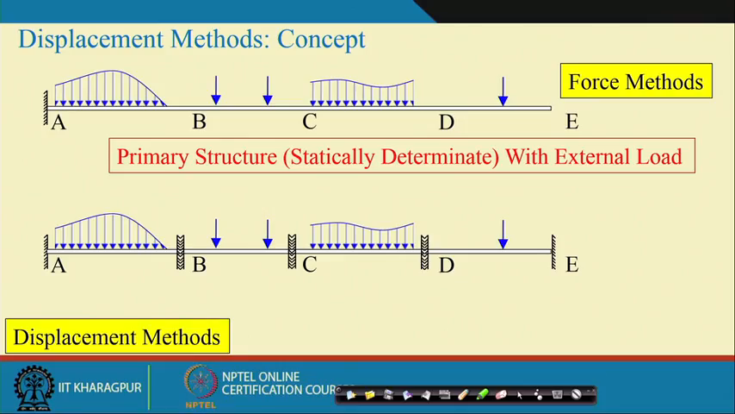In the displacement method, once we have identified the redundant displacements, we need to constrain those displacements. So, that displacement needs to be removed. In the force method, the corresponding forces need to be removed. In the displacement method, the corresponding displacements need to be removed.